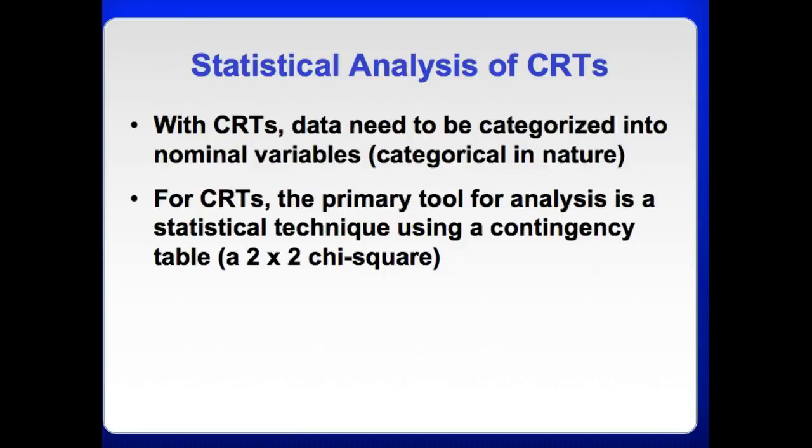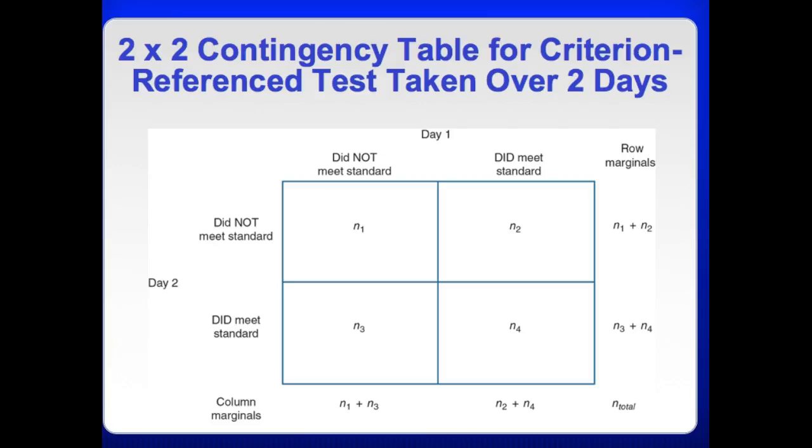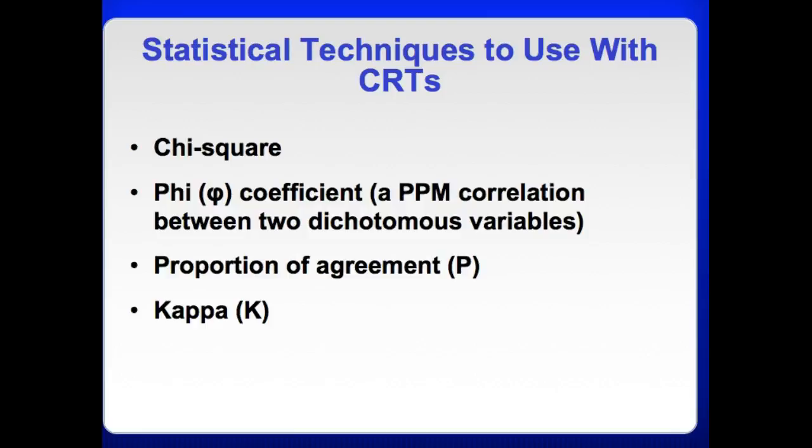Statistical analysis of CRTs. With CRTs, data needs to be categorized into nominal variables, and they're categorical in nature. For CRTs, the primary tool for analysis is a statistical technique using a contingency table, or a chi-square. Here's a 2x2 contingency table for criterion reference tests taken over 2 days. You see you have day 1, day 2. Statistical techniques to use with CRTs: a chi-square, a phi coefficient, proportion of agreement, or a kappa.